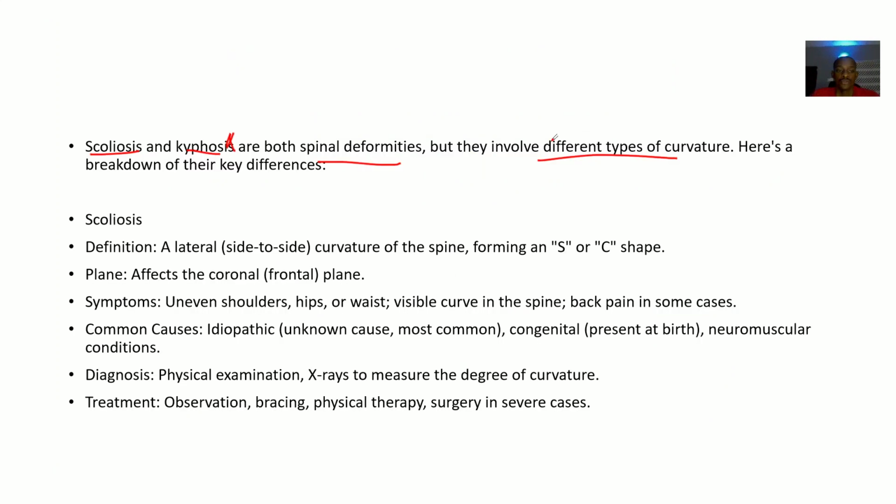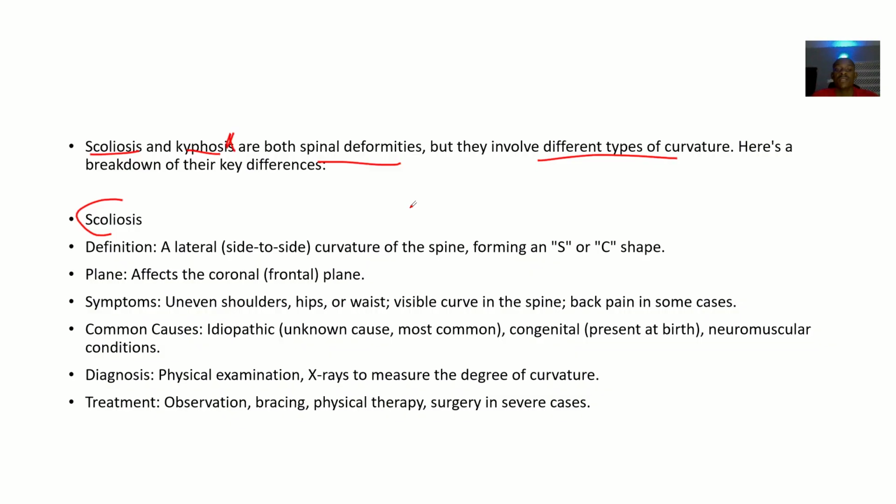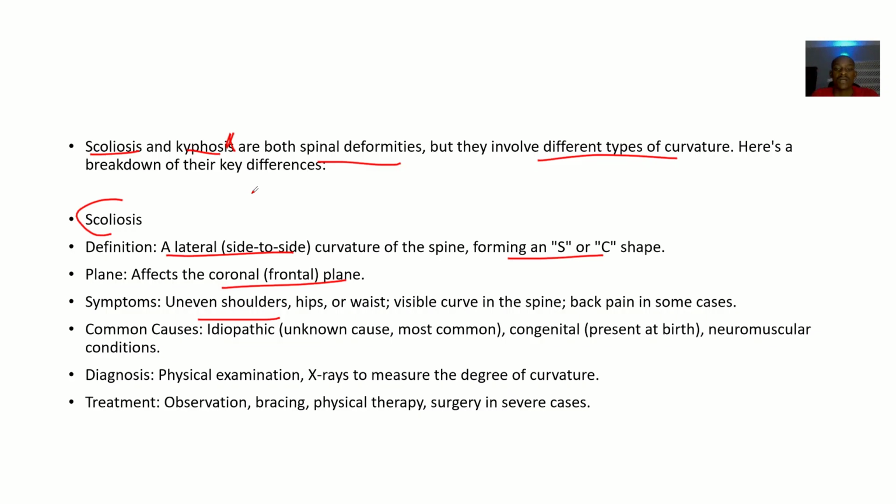All right. So looking at scoliosis now, this is scoliosis. From the definition, we say that it's a lateral, side-to-side curvature of the spine. It is actually forming an S or C shape. Okay. So what plane is affected? It affects the coronal plane, that's the frontal plane. The symptoms: the patient will be having uneven shoulders, right, one shoulder will be higher than another. There will be visible curvature in the back, and there will be back pain in some cases.